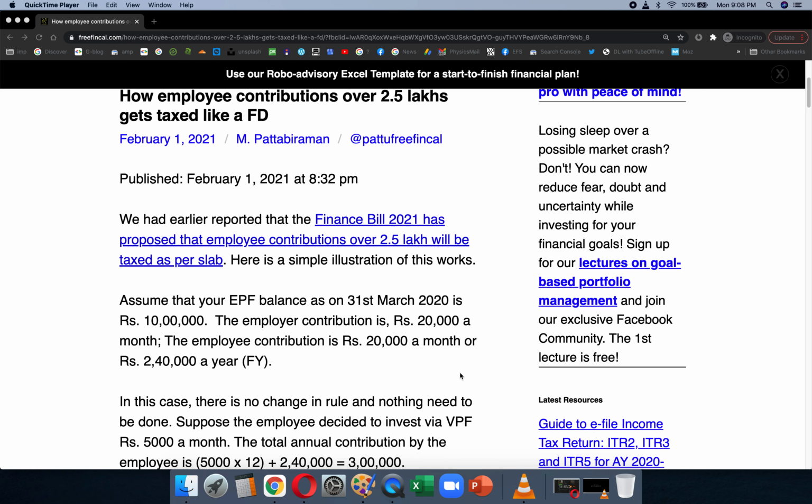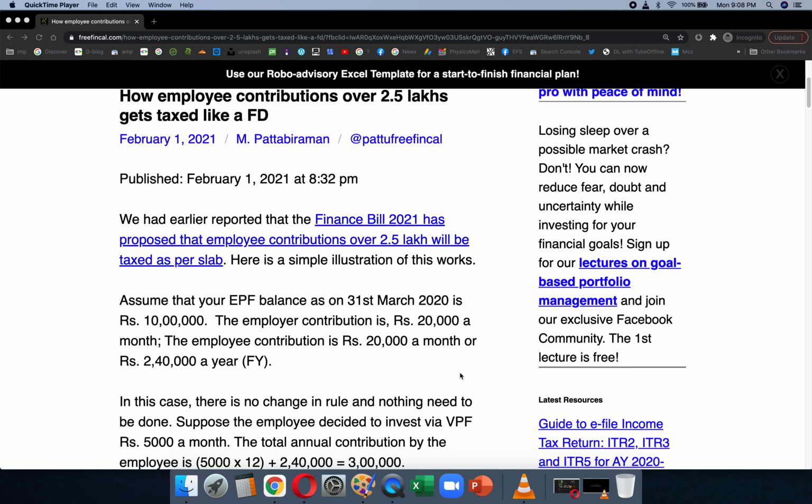The employer contribution is, let's say, 20,000 a month. The employee contribution is, say, 20,000 a month. That is 2,40,000 a year. That is a financial year. Now, if this is the situation and you are not investing any more than this into EPF, nothing need be done. There is no change for you.